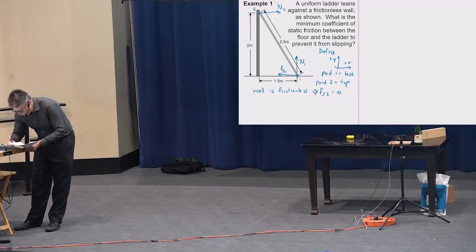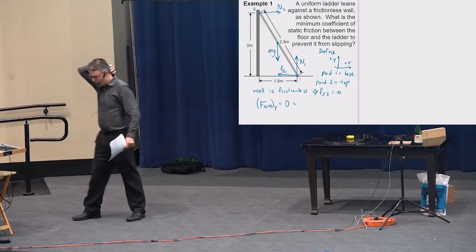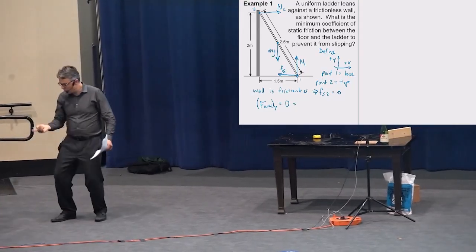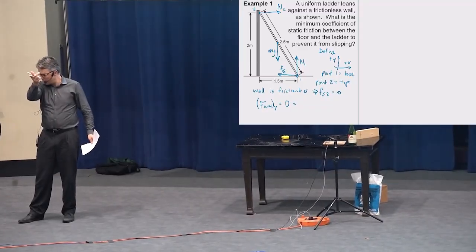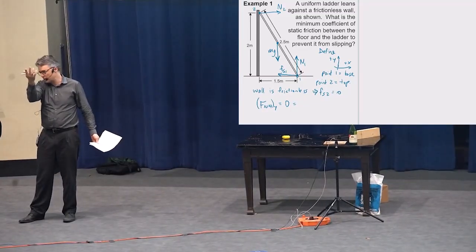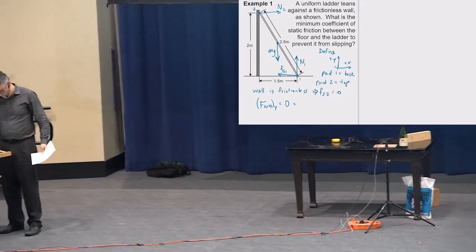But we can even start doing this. The F net, say, for example, in the y direction, is going to be equal to 0. So what are all the forces? Oh, no, let's not forget. Gravity pulling down. Normal force on the bottom, static friction on the bottom, normal force on the top. There's no static friction on the top because it's frictionless, and then the gravity pulling down. So I think that's all the forces.